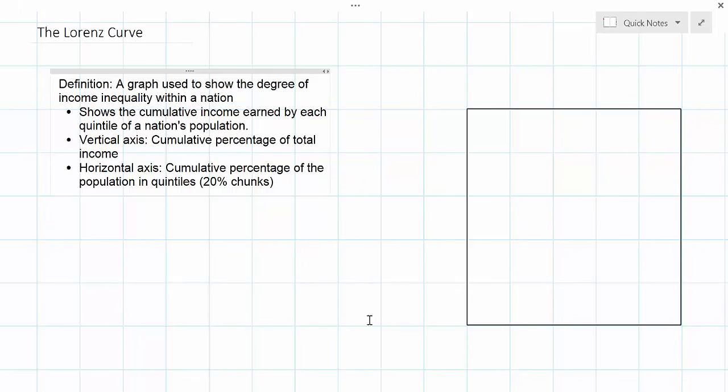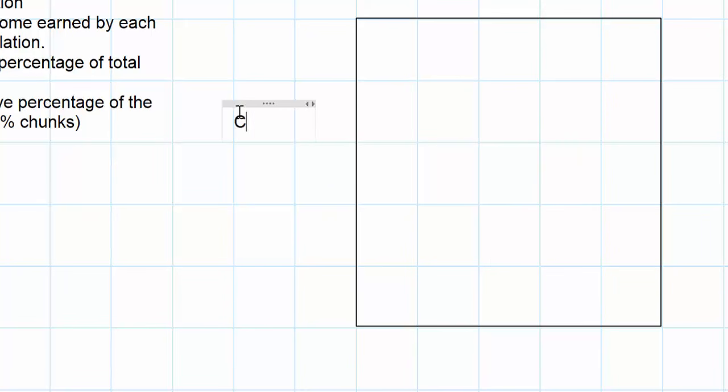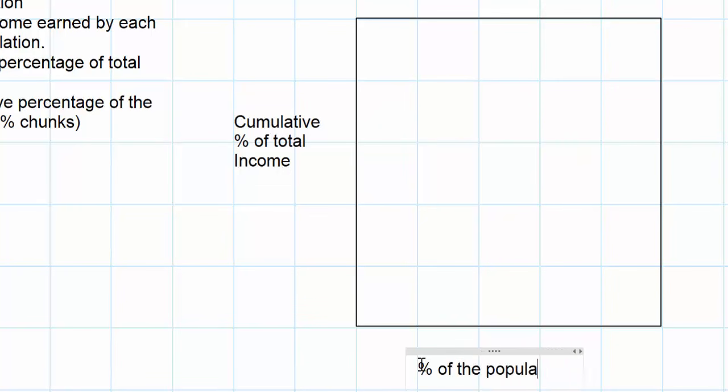It's basically a box. So what we're going to put on the vertical axis, the left side of the box, is the cumulative percentage of total income. And on the horizontal axis, we're going to put the percentage of the population. And since we want to break this into quintiles, we need to label these as follows.